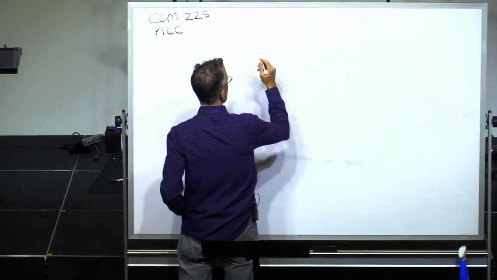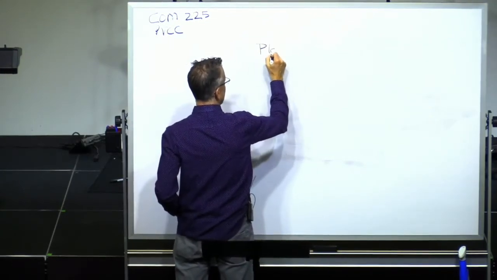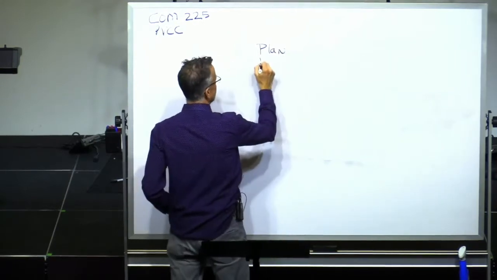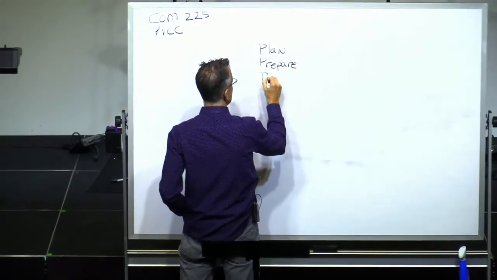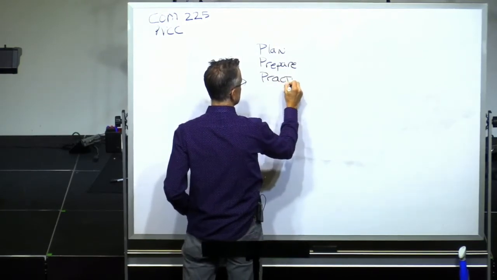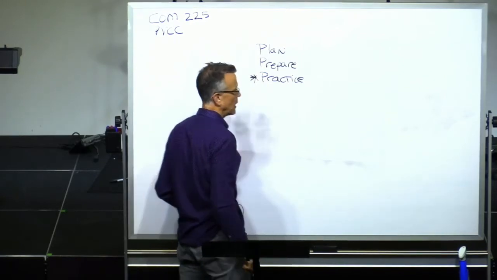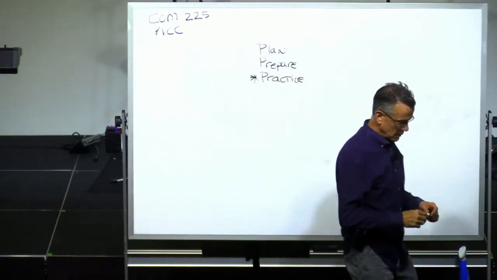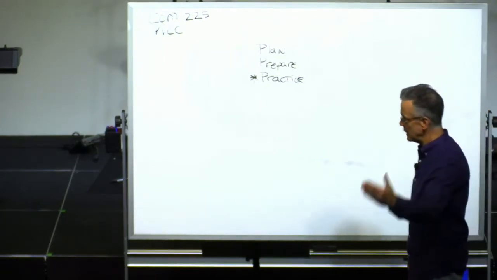But here you go. The process of a speech starts with planning. So you need to plan, then you need to prepare, and then you need to practice. And I'm going to put a little asterisk by practice because that's the one where most people tend to fall down, unfortunately, thinking that they don't need to do that.